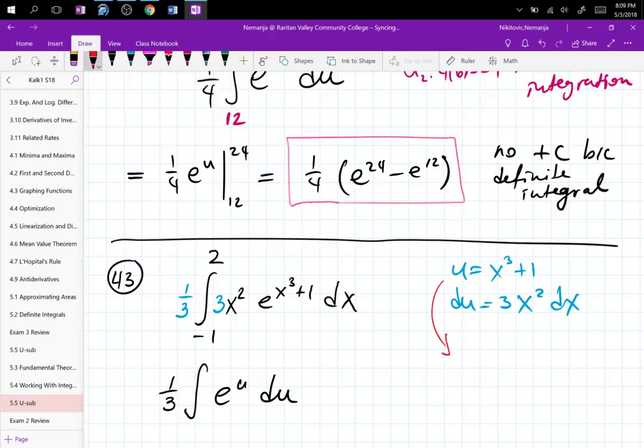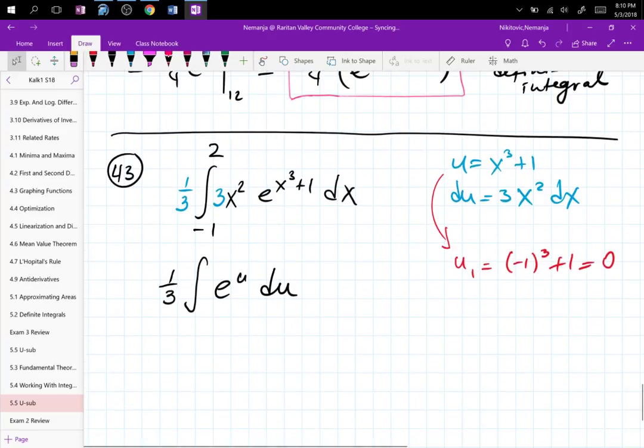You take from the top equation, you say u1, which is the bottom limit. So we are supposed to plug in -1. So we have -1 cubed plus 1. And that is 0. U2 is when we plug in 2 and we get 2 cubed plus 1, which is 9. Now these are your new limits. U1 goes on the bottom, U2 goes on top.